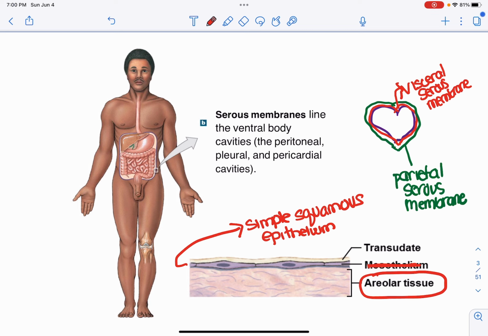I'm also going to take off this word because we haven't talked about this, but this is referring to the serous fluid. So another feature of membranes, or of epithelial tissue, is that these cells, the simple squamous epithelial cells, are secreting serous fluid.